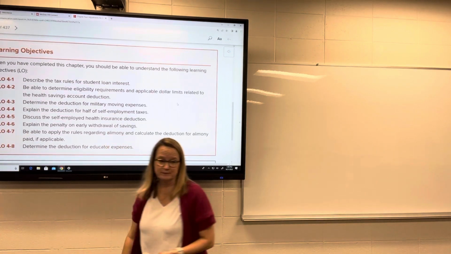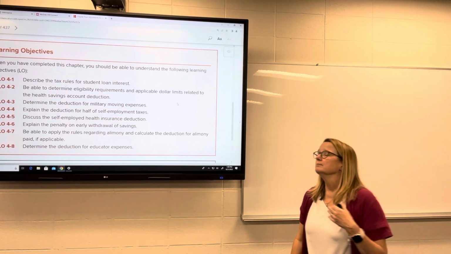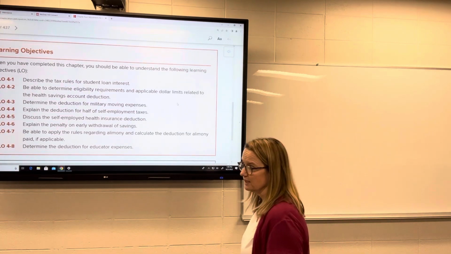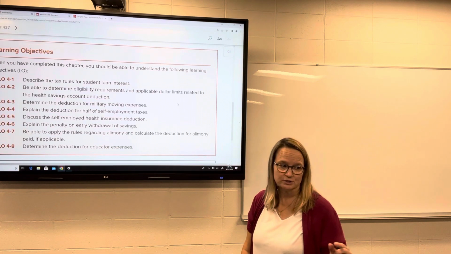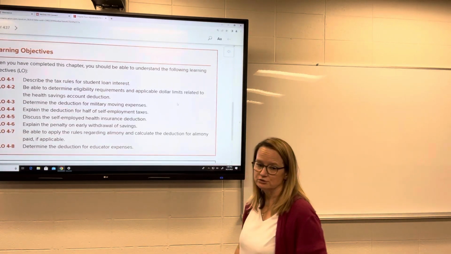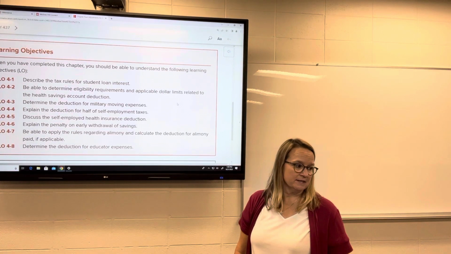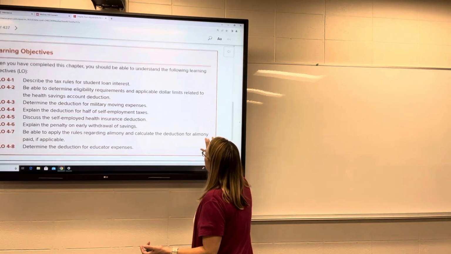And then educator expenses as well. Deduction for educator expenses, not for me, but for K-12 educators, there is a very small deduction, it's not a whole lot, for K-12 teachers who spend their own money on school supplies, which happens all the time, right? We do that all the time.